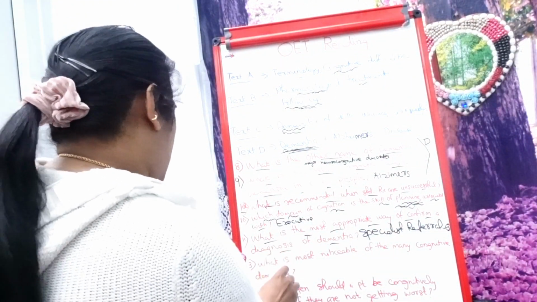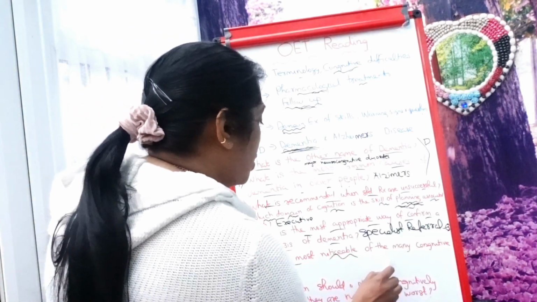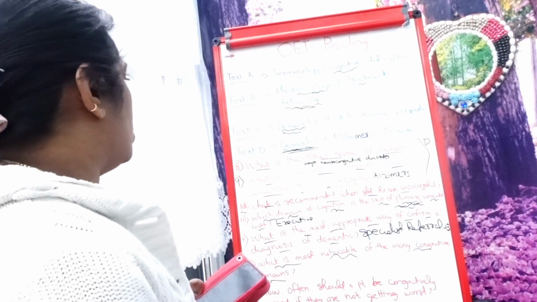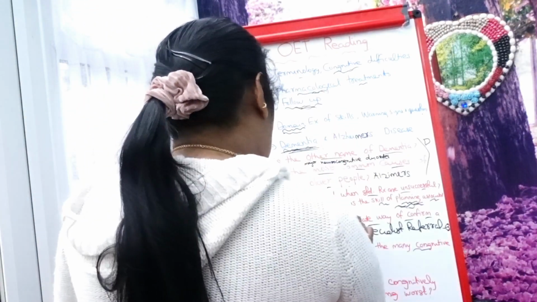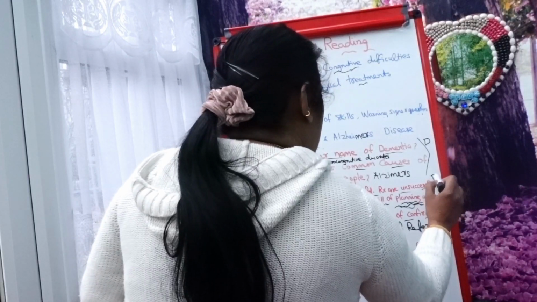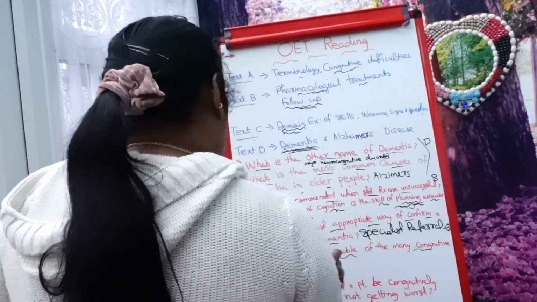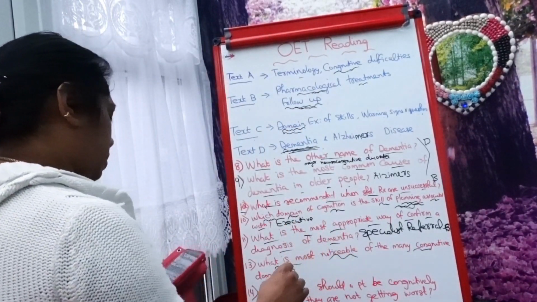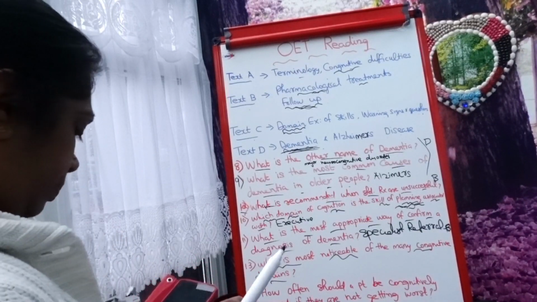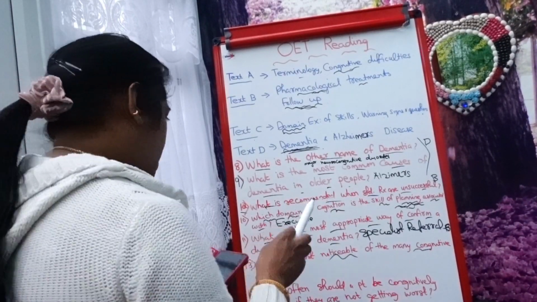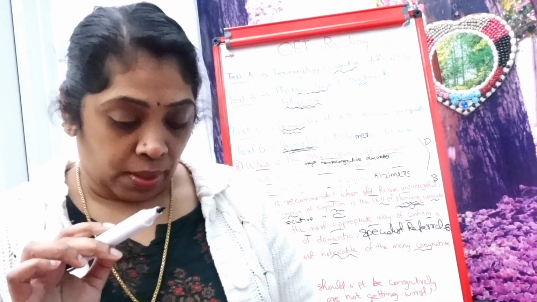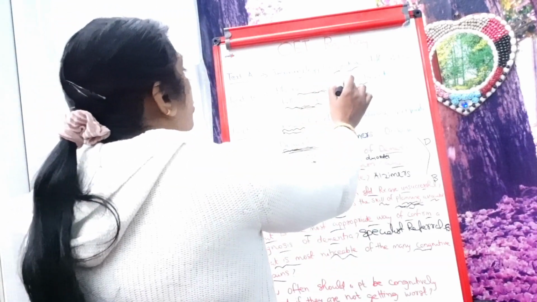So what is the next question? What is most noticeable of the many cognitive domains? We have already read that in A, isn't it? That one is in B, okay? So that's what I said, you see. 11 and 12 are from B, and this one is from C. In text A, like terminology or cognitive difficulties.